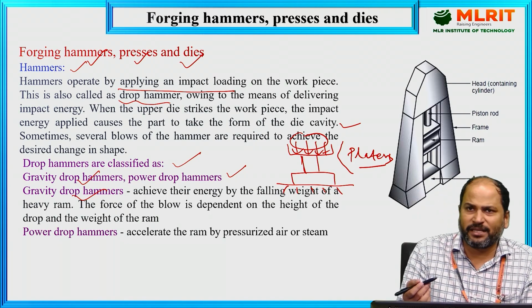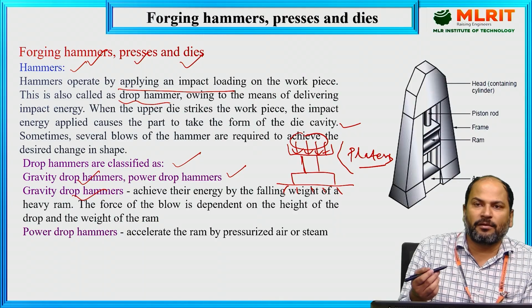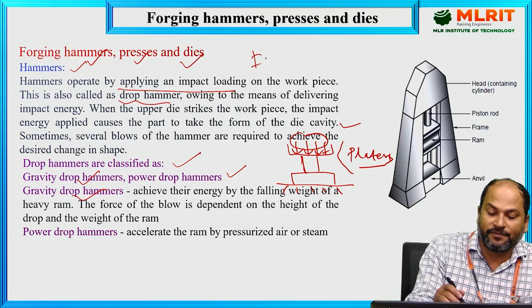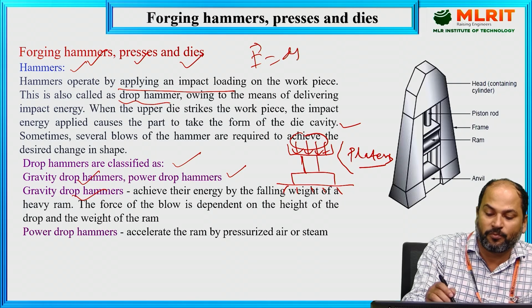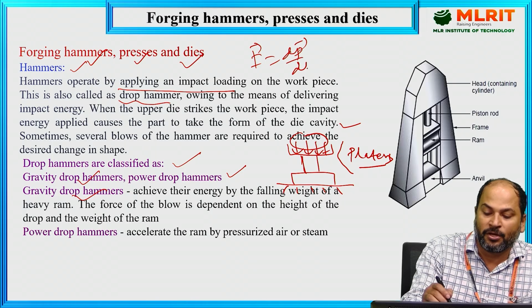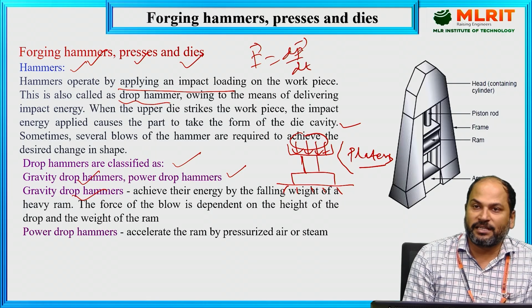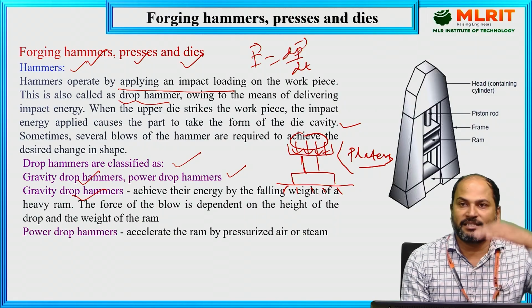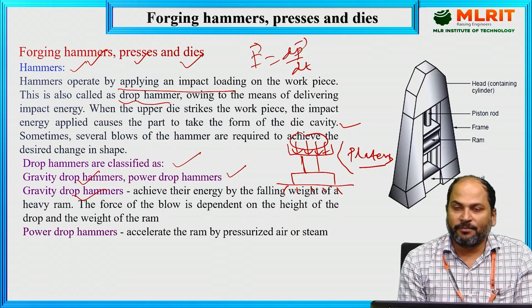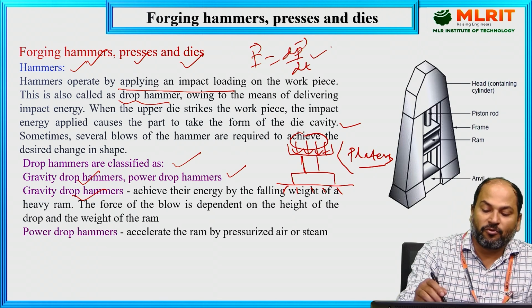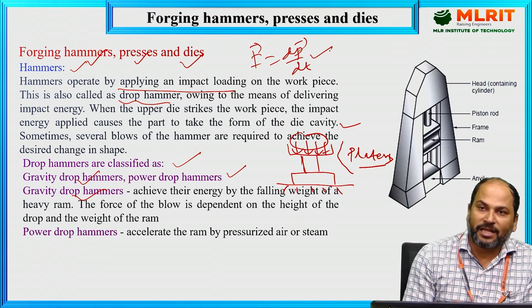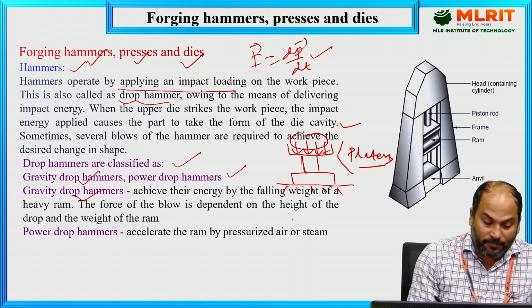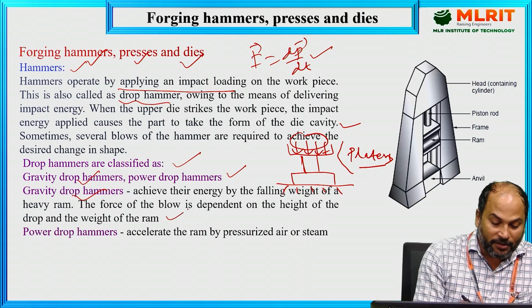Whenever there is a change in velocity, from Newton's second law of motion we already know F is nothing but the rate of change of momentum with respect to time. So although the mass is constant, velocity is changing as it comes down. So there will be a change in momentum, and this is nothing but force. That force will be used to deform the material. The energy is dependent upon the height of the drop and the weight of the ram.